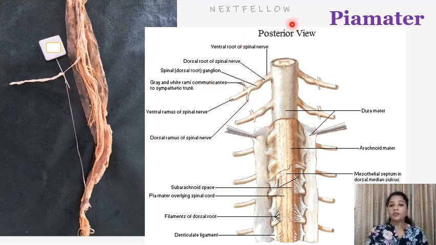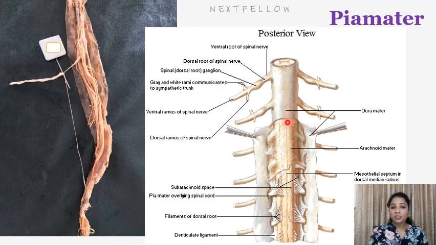The other modifications of pia mater are the subarachnoid septum. The subarachnoid septum is a pial septum which connects to the dorsal surface of the spinal cord. Here is the posterior view of the spinal cord. Along the posterior median sulcus of the spinal cord on the dorsal side, the pial septum is present, which connects to the arachnoid mater.